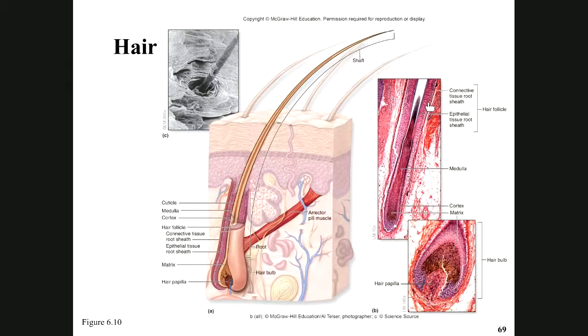Our hair has different functions. One of the functions of our hair is protection. Our hair can protect our scalp from sunburn and injury. The hair which we have in our nose, at the beginning of the nasal cavity, can protect our nose from foreign particles. We call these hairs vibrissae.